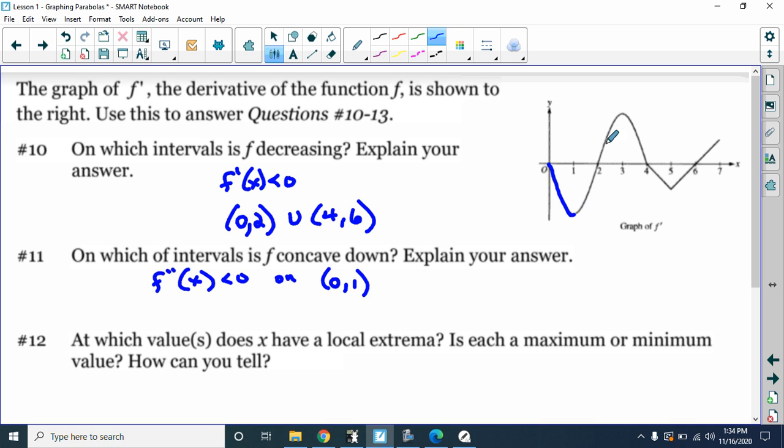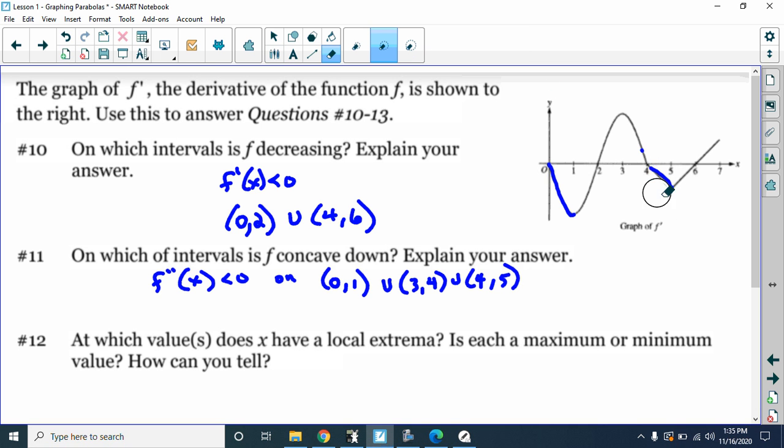Now the slope's positive. The slope's negative from 3 until 5, but it's not negative at 4 because we have that sharp curve at 4. So technically you would want to split this up and say from 3 to 4 and from 4 to 5. Remember, we're looking where the slope is negative, and the slope is undefined at 4. The slope is undefined at 5, and then the slope is positive.